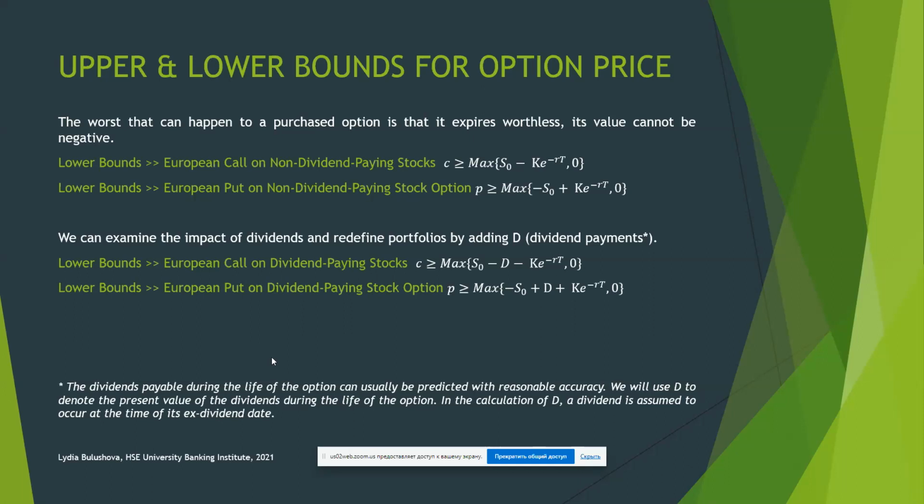So I hope that everyone has already poured some coffee or tea or something. And we're going to continue with upper and lower bounds for option prices. So here you can say lower bounds and lower bounds adjusted for the impact of dividends. But in fact, we're going to focus on a simple case.